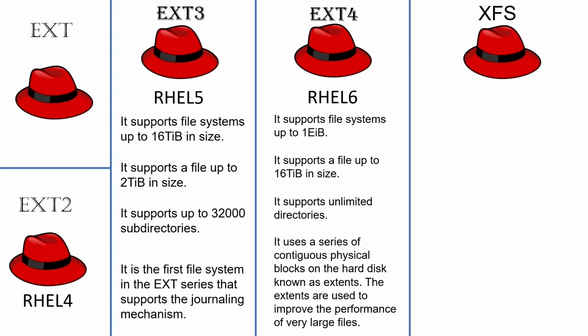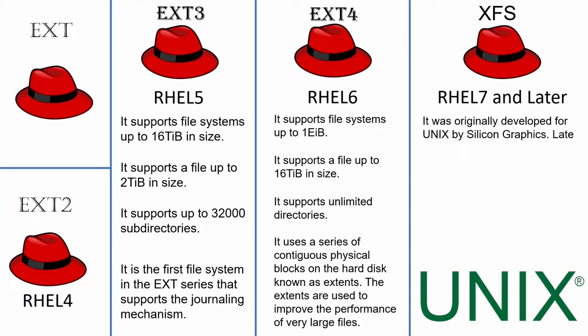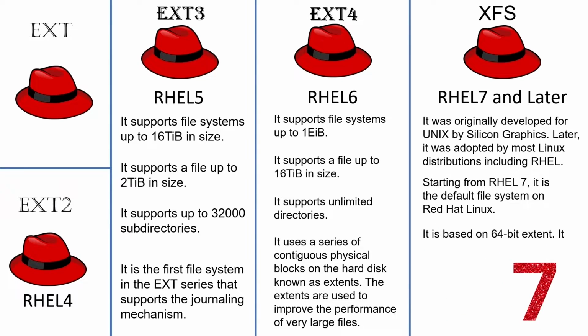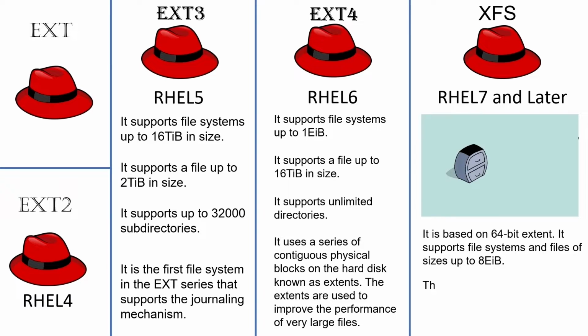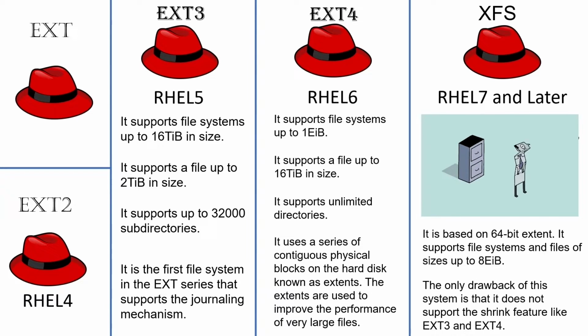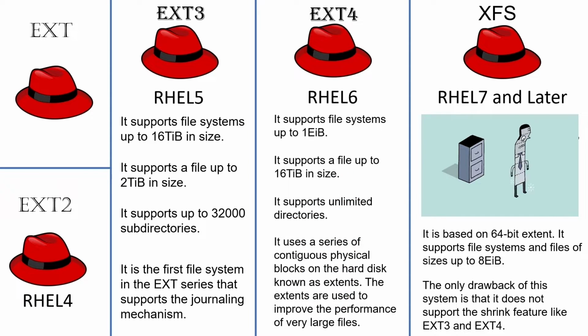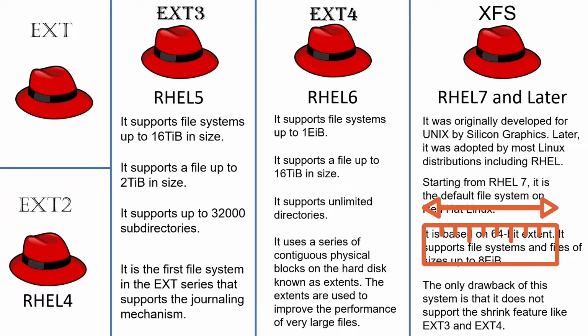XFS file system was mainly developed for Unix by Silicon Graphics. Later it was adopted by most Linux distributions including RHEL. It was the default file system in RHEL7. This file system is based on 64-bit extent. It uses journaling for metadata operations. It supports file systems and files of sizes up to 8 exabytes. The only drawback of this system is that it does not support the shrink feature like ext3 and ext4.